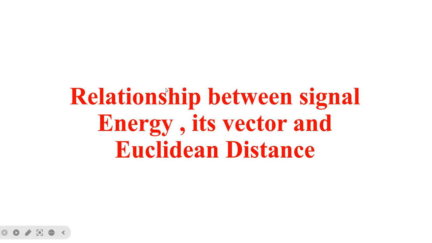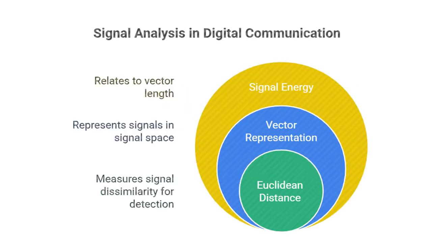Hello everyone. In this video, we will be seeing about the relationship between signal energy, its vector and Euclidean distance. So here, we will understand the fundamental relationship between the signal energy, vector representation and the Euclidean distance in the context of digital communication system. So the signal energy and the vector representation of the signals we will be seeing, and also the Euclidean distance with respect to the digital communication system.